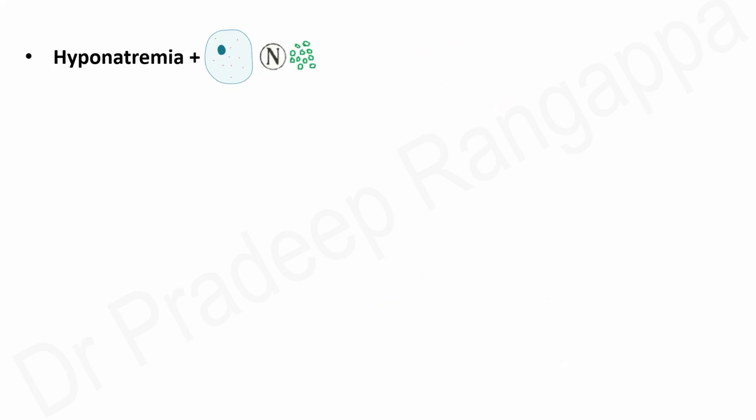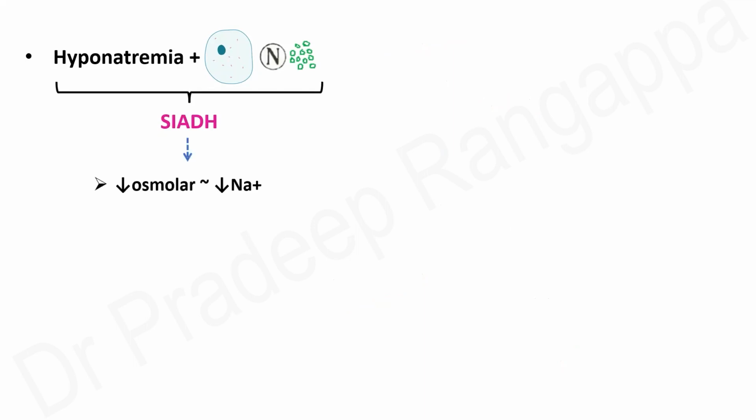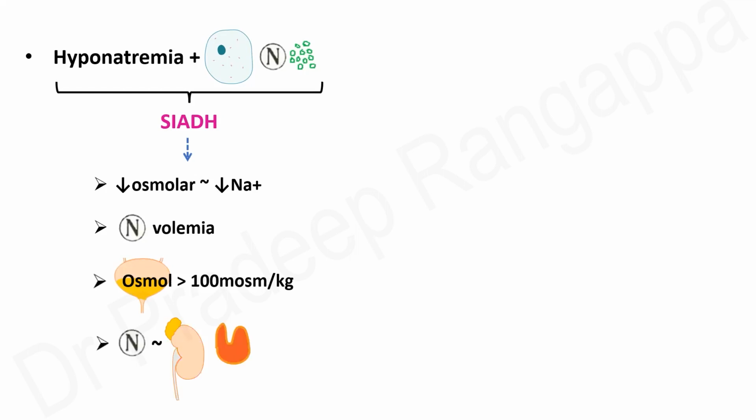So the commonest cause of hyponatremia and hypoosmolar hyponatremia is very often due to normal extracellular fluid. And the commonest cause of normal extracellular fluid is SIADH, syndrome of inappropriate antidiuretic hormone. So in SIADH, there is hypoosmolar hyponatremia. The key differentiator is there is euvolemia, there is normovolemia, there is no reduced extracellular fluid or increased extracellular fluid. And here urine osmolality will be more than 100 milliosmoles per kg.